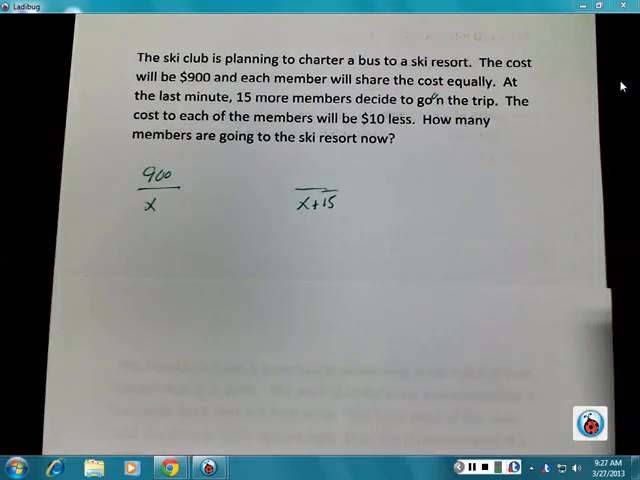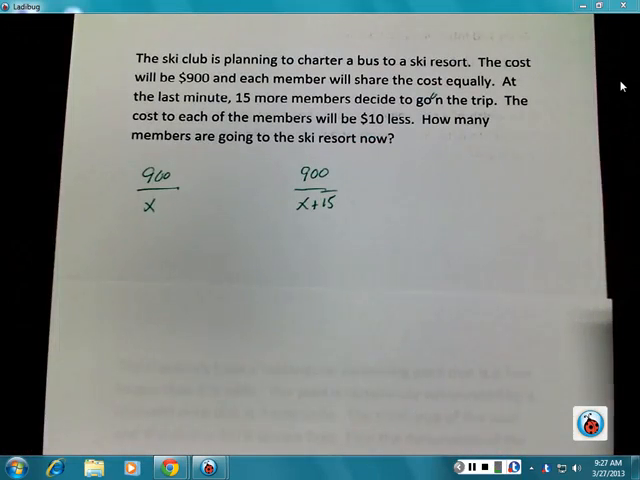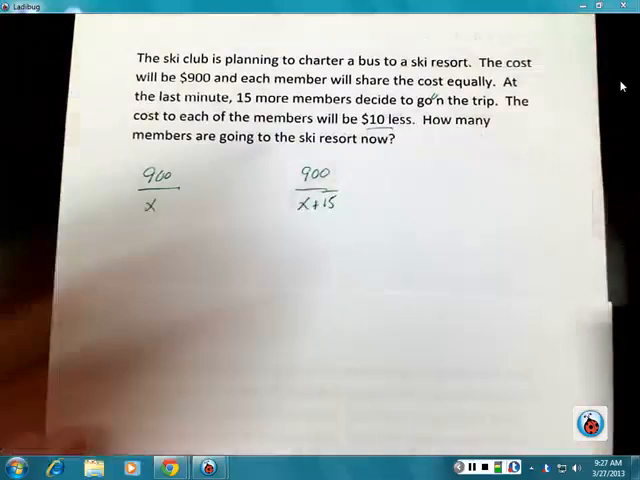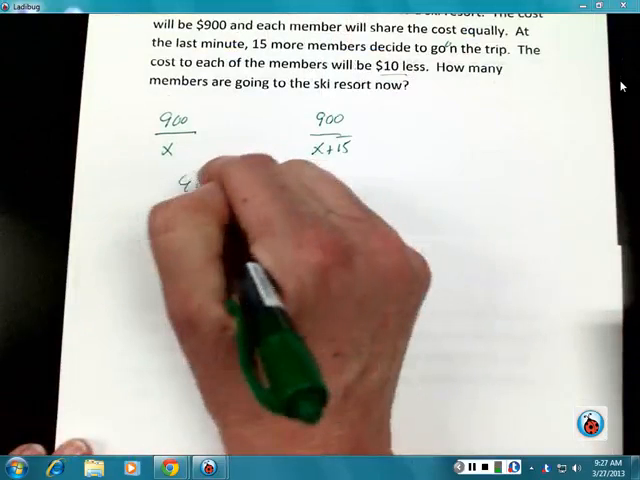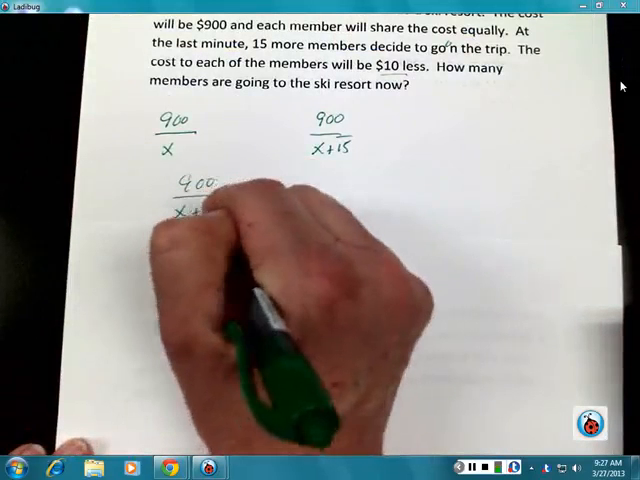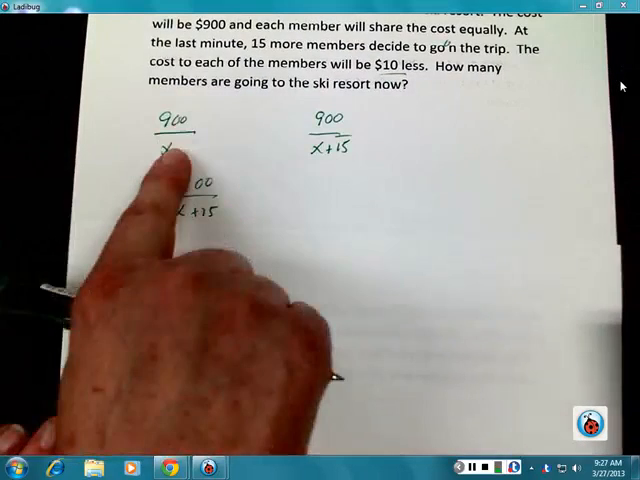So now what gets divided by that? Still a flat fee. The trip's going to cost $900 regardless if one person goes or 60 go. So what that means is now I have 900 divided by X plus 15. We okay or not okay? Okay. But what does this mean? Well, it's going to cost them $10 less. So what happens to these two things? Well, the 900 divided by X plus 15 lowers the cost for each individual person by $10.